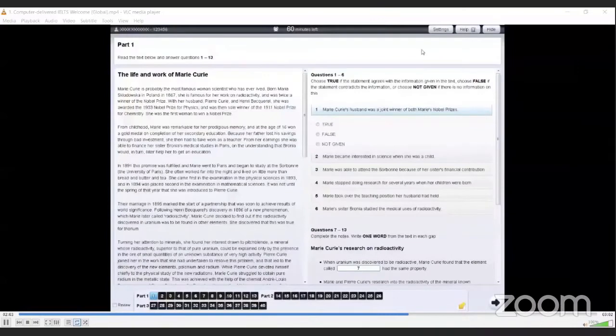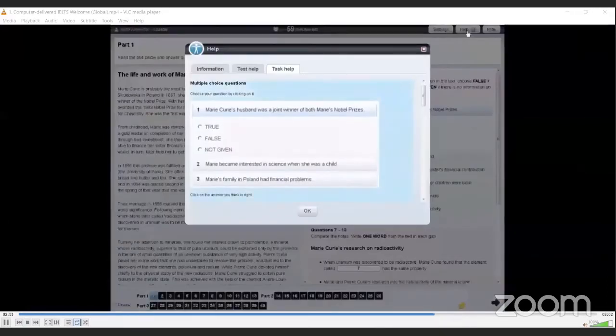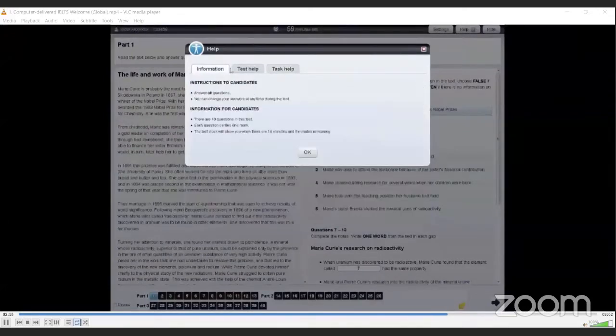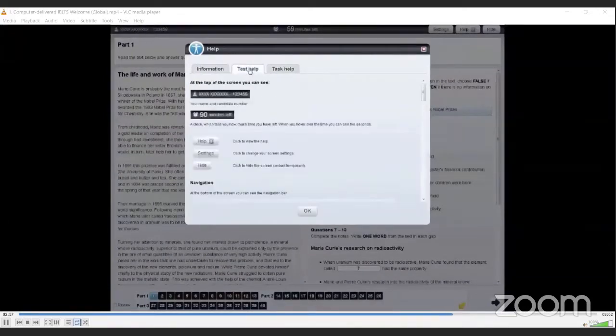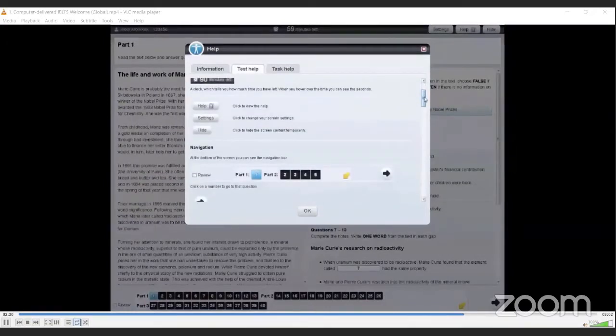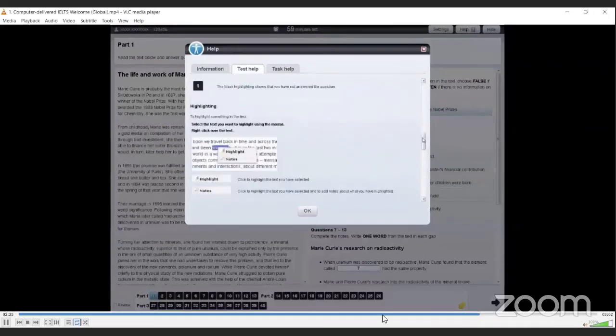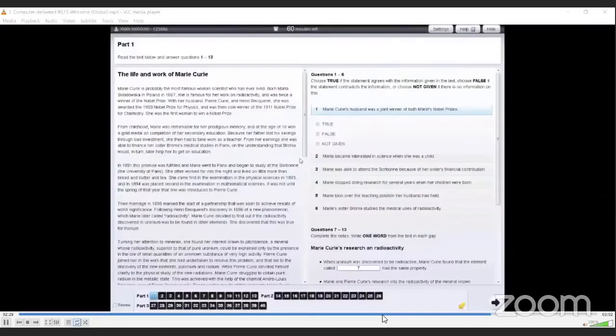In each of the tests, there is a Help tab. If you click on the Help tab, this will give you information about the task you are currently doing. If you click on Test Help, you will see information about how the test works. If you wish, you can also highlight sections of text.